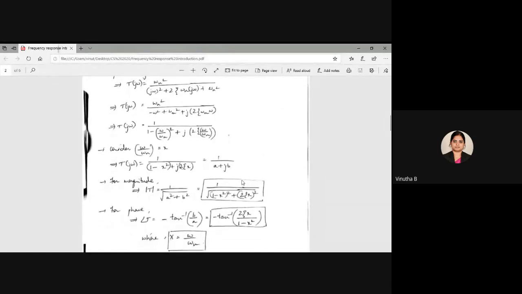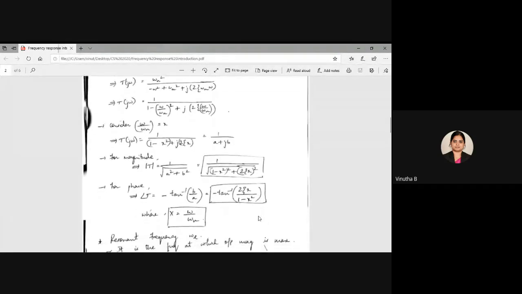So for magnitude, what is that? You know how magnitude and phase are computed, right? So for magnitude, mod of T is equal to 1 divided by the square root of a square plus b square, which is equal to 1 divided by the square root of 1 minus x square the whole square plus 2 zeta x the whole square. So this is how you write it.